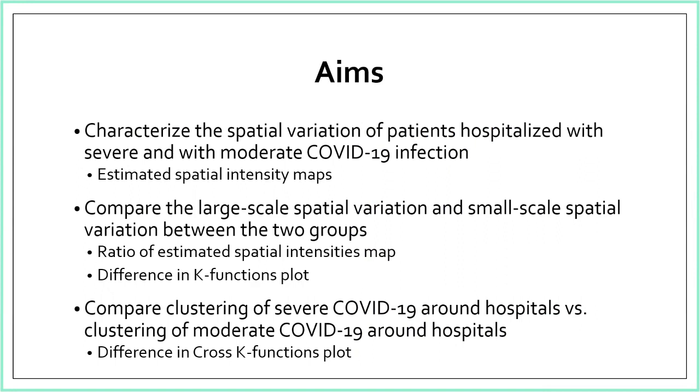And then we wanted to compare the large-scale spatial variation and small-scale spatial variation between the two groups. So this is done at the large-scale level with a map of the ratio of estimated spatial intensities, and then at the small scale by looking at a difference in K functions plot. And then we wanted to compare the clustering of severe COVID around hospitals versus the clustering of moderate COVID around hospitals, and this is done using a difference in cross K functions plot.